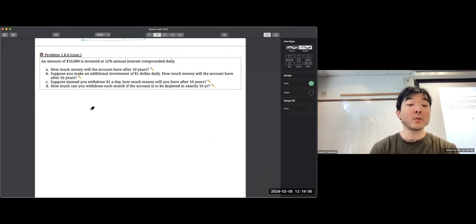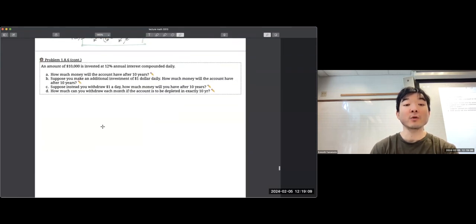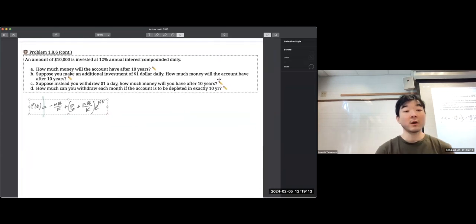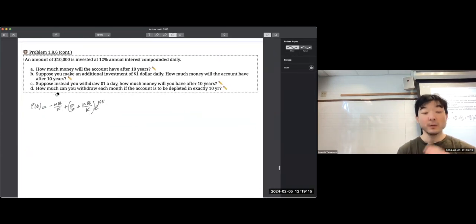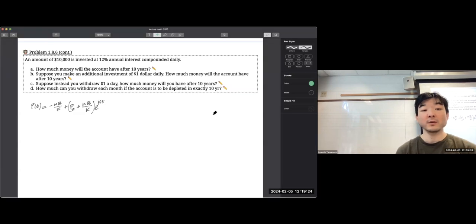Suppose instead you withdrew $1 a day. How much money will you have after 10 years? So I'm just going to, again, grab the final solution. Because you're doing a withdrawal, you know that it's not just interest. You're also having an effect due to the withdrawal that you're putting in. In this case, you just plug in all the things that you know about this problem.